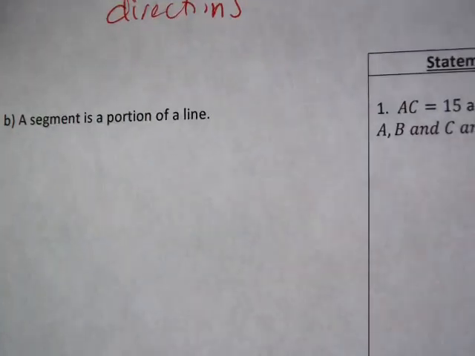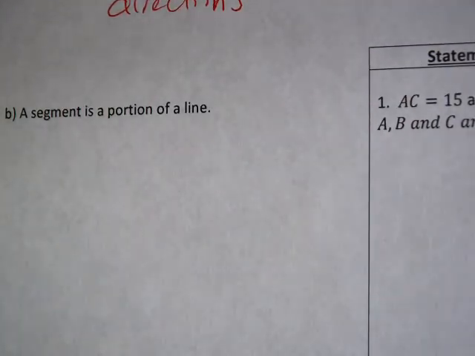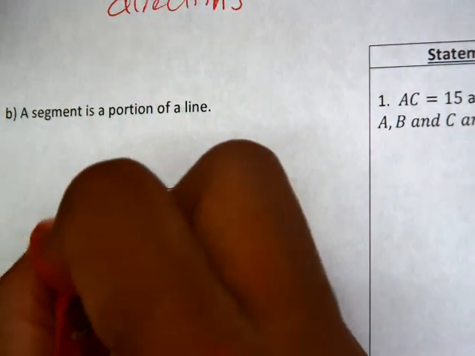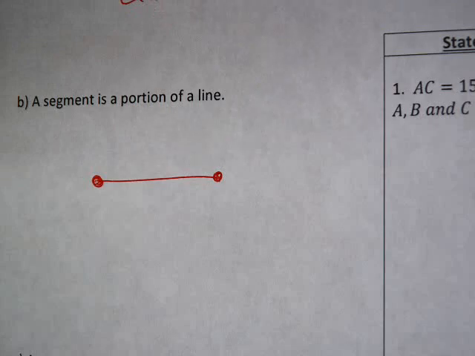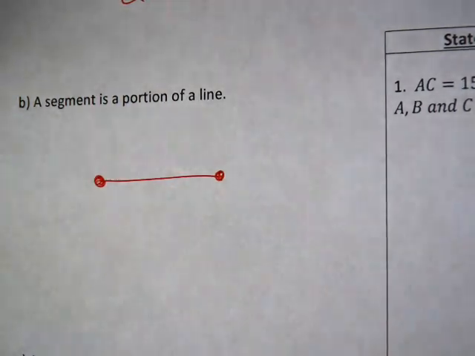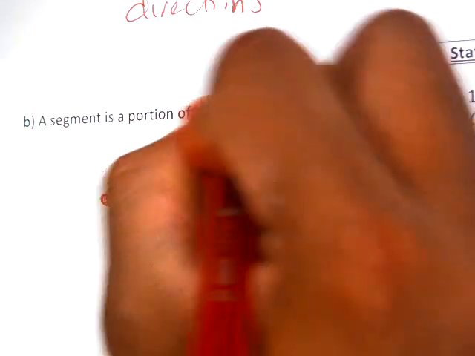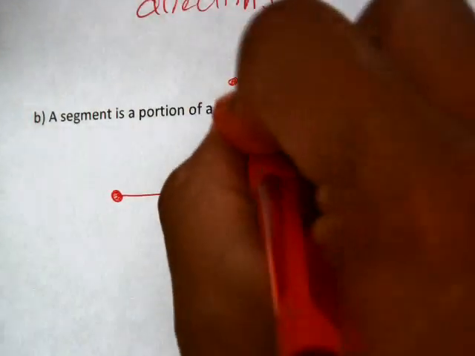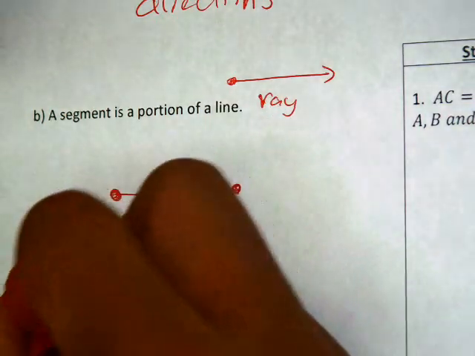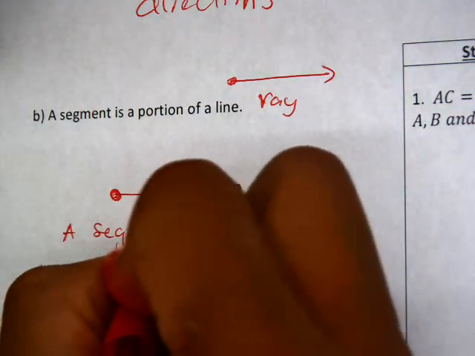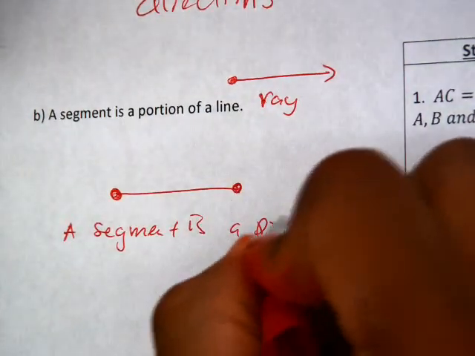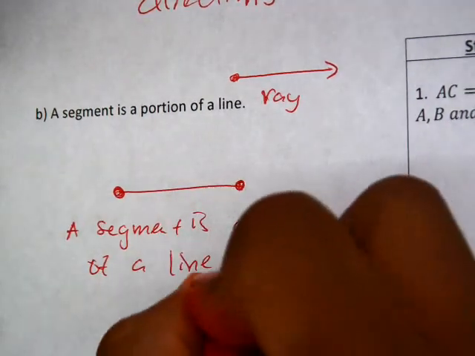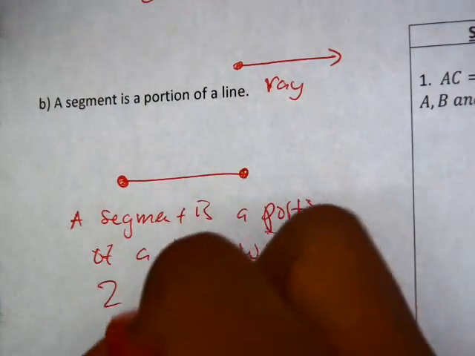A segment is a portion of a line. That's true, but here's what a segment is. It's a part of a line, a portion of a line, but it has two endpoints, because a ray is also a portion of a line. This is a ray. It's a portion of a line, but it has only one endpoint. So we need a segment. So a segment is a portion of a line with two endpoints.